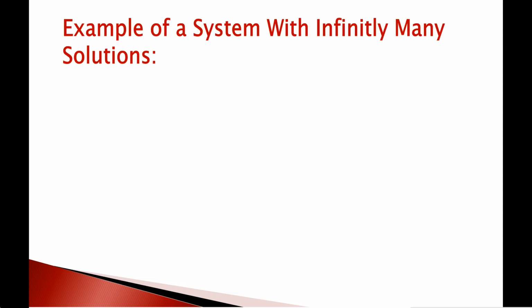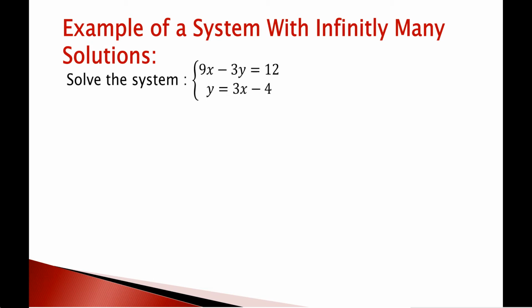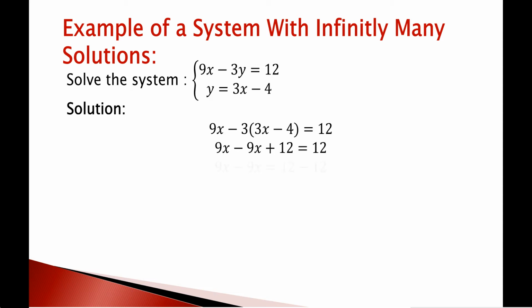Let's have an example of a linear system of equations with infinitely many solutions. This is our system of equations: 9x minus 3y equal to 12 and y equal to 3x minus 4. Now, let's apply the substitution method. We are going to take the first equation and substitute the expression of y from our second equation. And after that, if we solve this, we find 0 equal to 0, which is a true statement.